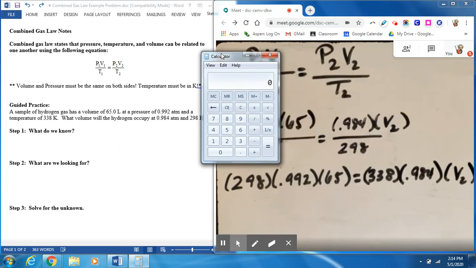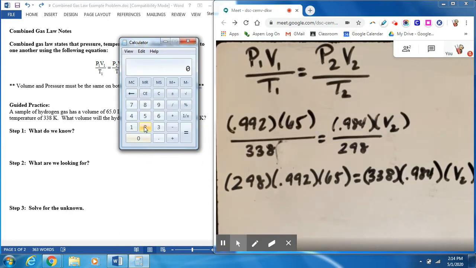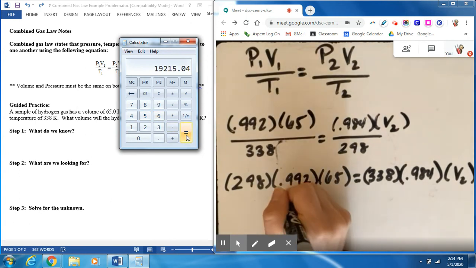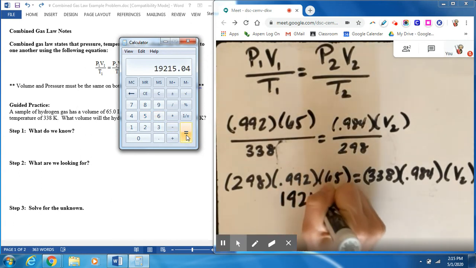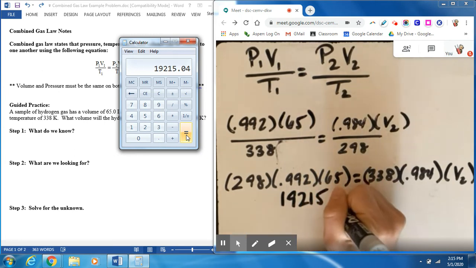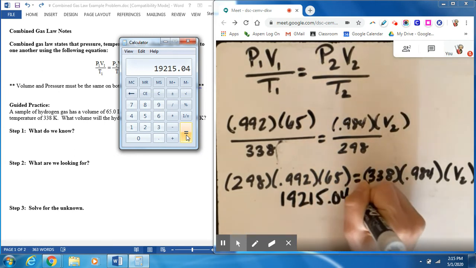So here goes our calculator, right? So we'll say, okay, 298 times 0.992 times 65 equals 19215.04.